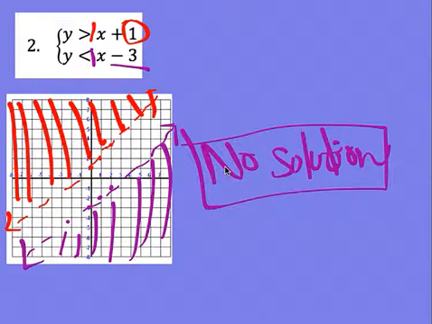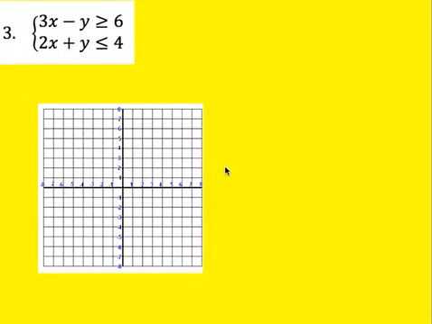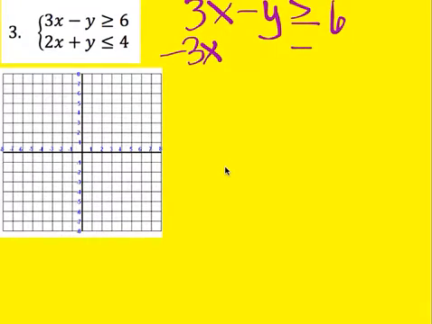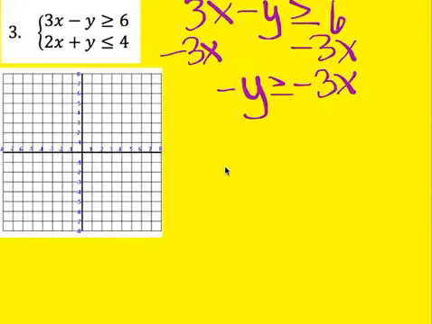Now let's take a look at number 3. For number 3, again, we need to solve these so that they're in slope-intercept form. I'm going to start with this first one. I have 3x minus y is greater than or equal to 6. So I'm going to start by subtracting that 3x over to the other side. Then I get negative y is greater than or equal to negative 3x plus 6. Now this is really important. We don't want to have it be negative y. We actually want that to be positive.